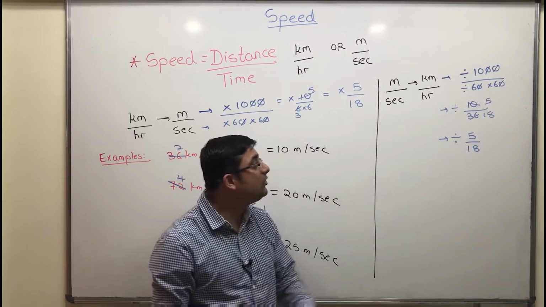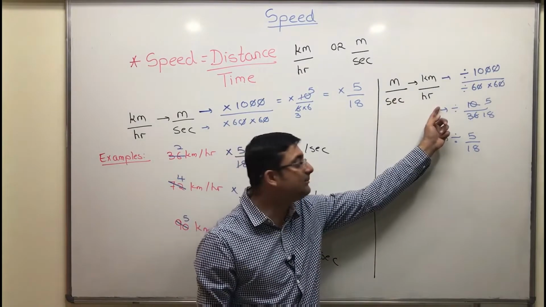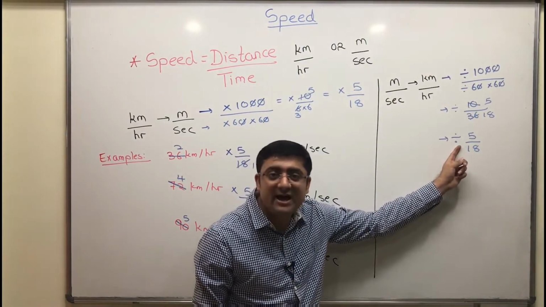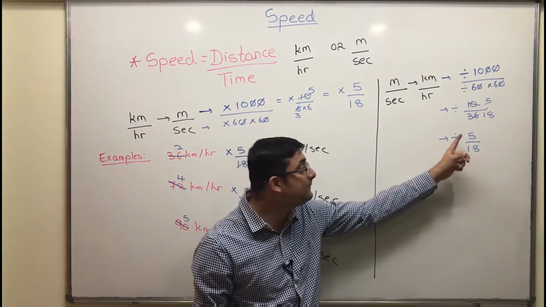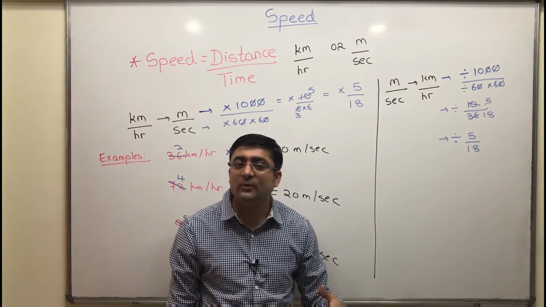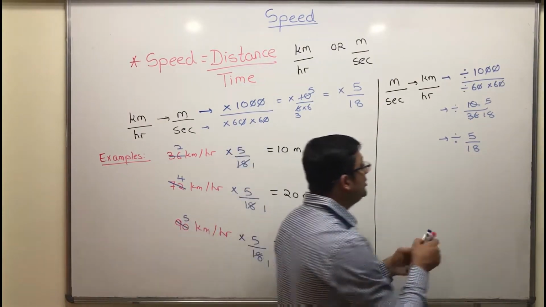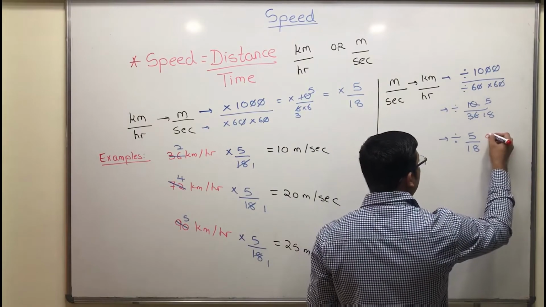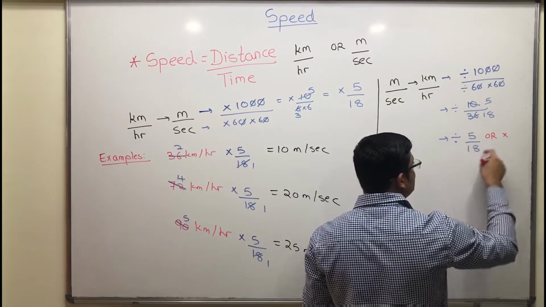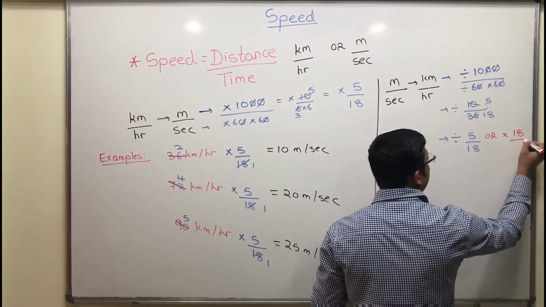That means whenever you want to convert from meter per second to kilometer per hour, you have to divide by 5 by 18. Is this clear? Now division by a fraction, how do we do it? We multiply by its reciprocal. So you might either divide by 5 by 18 or multiply by the reciprocal, that is 18 by 5.